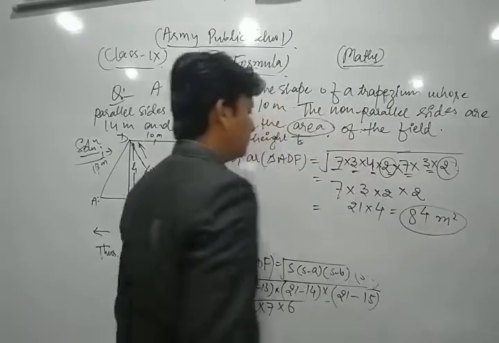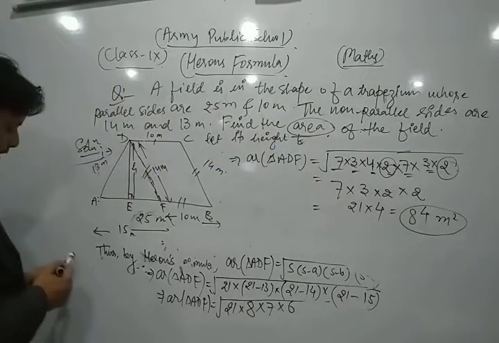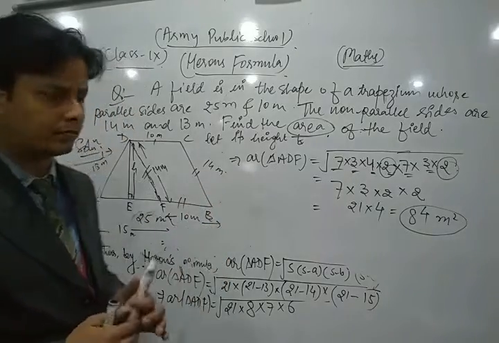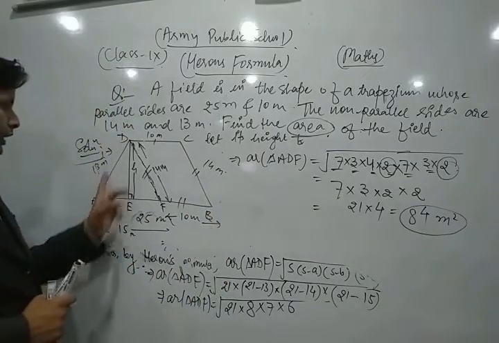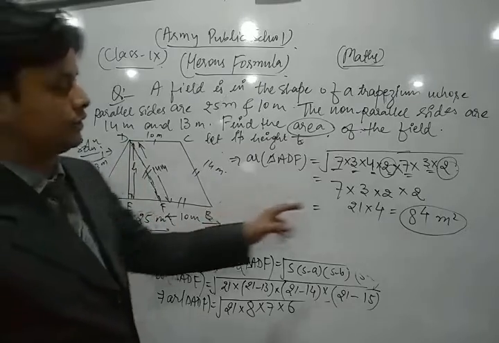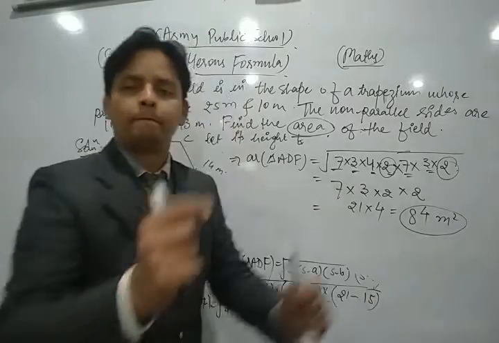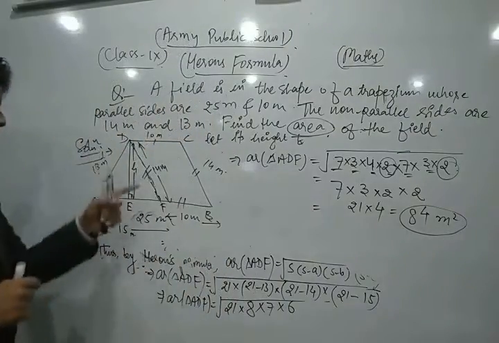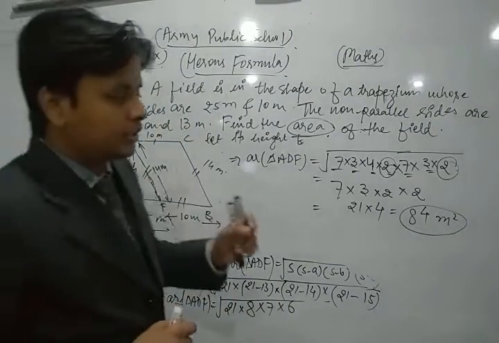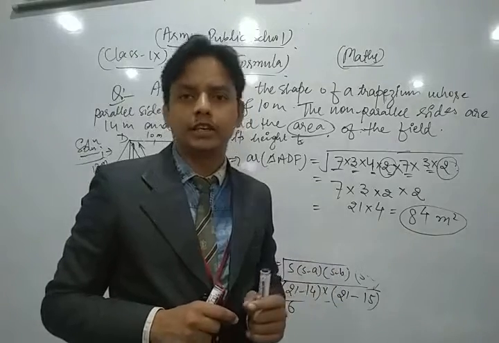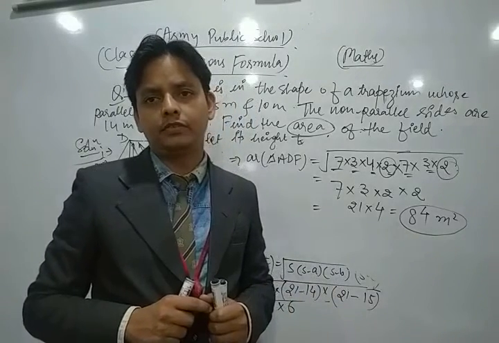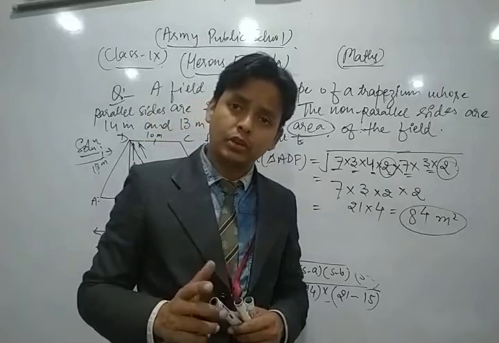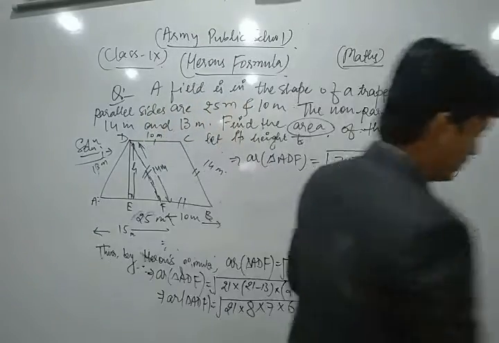So in this way, dear student, first of all we find the area of triangle ADF, which is 84. After finding the area of triangle ADF, we again use the formula for area of triangle, which is 1 upon 2 base into height, because we want to find its height. So let's see.